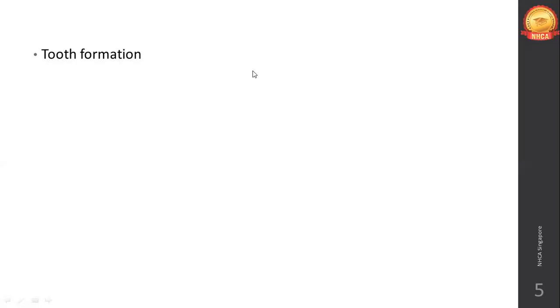Don't give them finger food because they may choke on it. But chewable toys can be given at this 6 months. By 6 months, slowly the deciduous teeth, the milk teeth, will start to erupt.